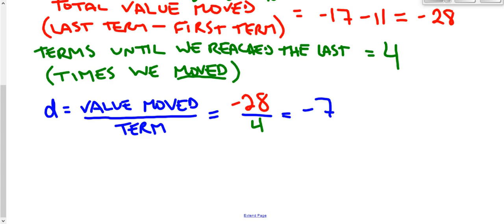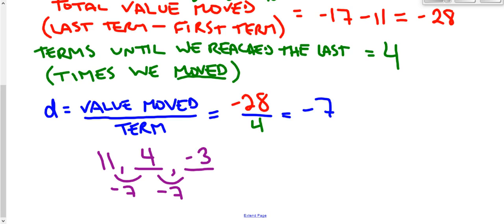So I'm going to go ahead and rewrite my answer. My answer started with 11, and then we had a missing term. And all I have to do to find that is subtract 7. So if I do 11 minus 7, the next term is 4. Then I had another missing term. I must have subtracted 7 again. That would bring me to -3. Then I had another missing term. I must have subtracted 7 again, and that would bring me to -10.